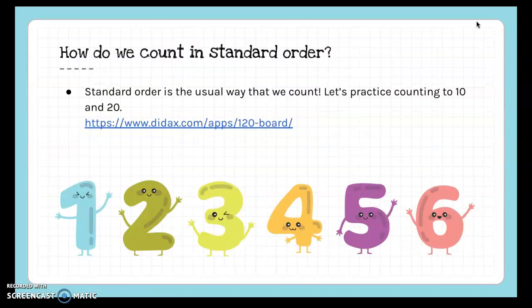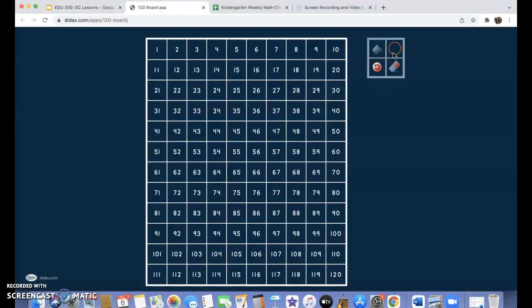So the first thing we're going to ask ourselves is, how do we count in standard order? Well, standard order is actually the usual way that we count. So as you can see below, it's 1, 2, 3, 4, 5, 6, and so on. So let's go ahead and practice counting to 10 and 20 together. So I'm going to go ahead and use this red circle to count. Go ahead and feel free to count with me.